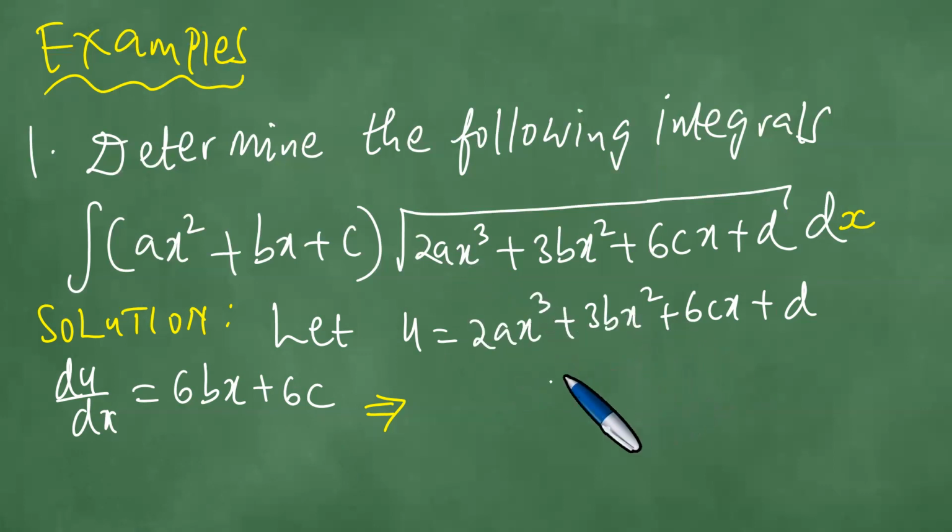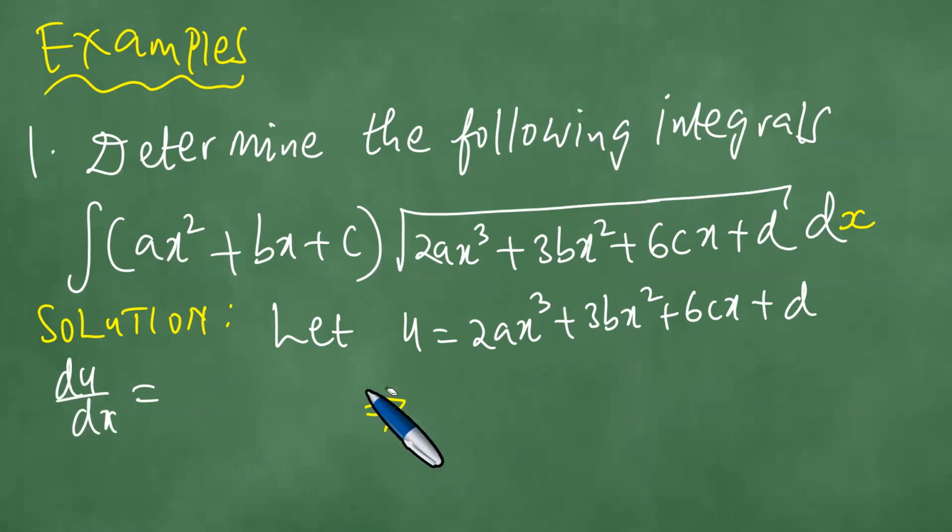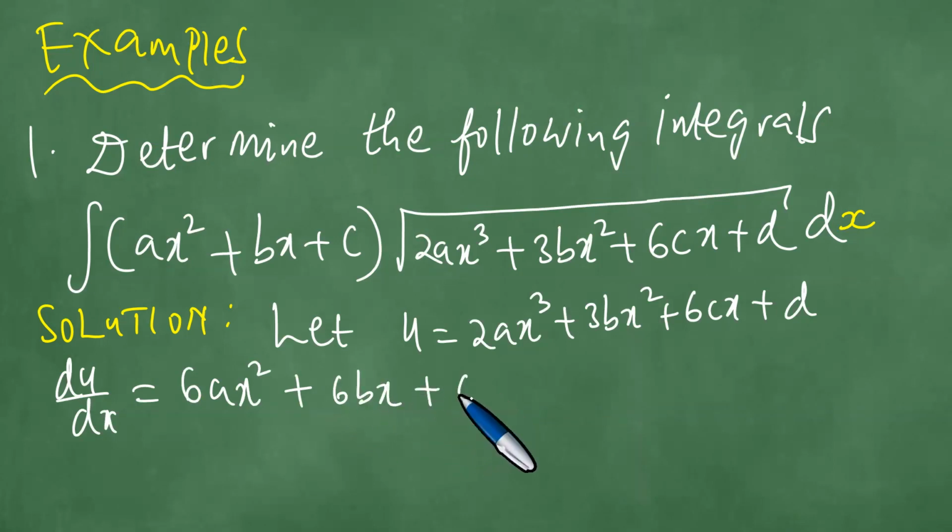So at the bottom it's going to be 6ax to the power of 2. Yes, well done. So it's going to be 6ax squared plus 6bx plus 6c, like this.